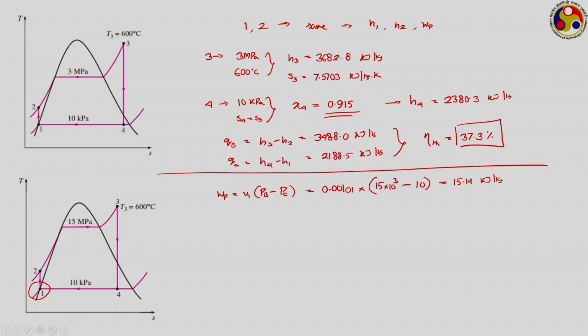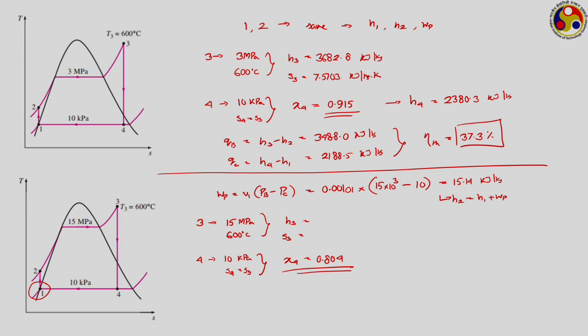So, there is a small increase in the pump work. Accordingly, we can calculate H2 to be equal to H1 plus pump work. I am not calculating the numbers, just showing you the way, because by now you know how to get this. Then point 3 now corresponds to 15 megapascal and 600 degree Celsius. Using this, you can get the value of H3 and S3 from the table. Point number 4 corresponds to the same pressure of 10 kilopascal and S4 is equal to S3. If you combine that, you are going to get x4 equal to 0.804.